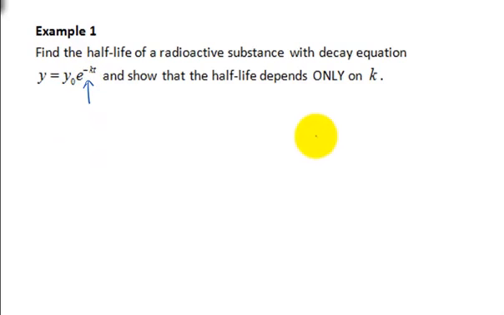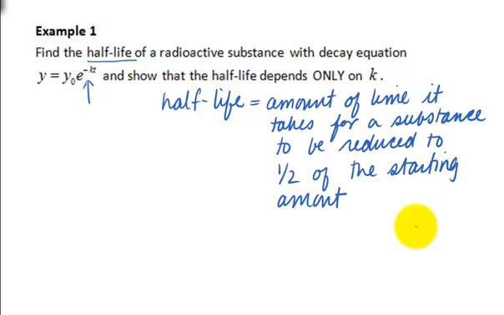So they don't tell us how much we start with and how much we end with, but we do know that we've got a half-life here. And if you recall what half-life means, it's the amount of time it takes for a substance to be reduced by 1/2. So it's the amount of time it takes for a substance to be reduced to 1/2 of the starting amount. So if you know this definition, you can kind of invent your own numbers.